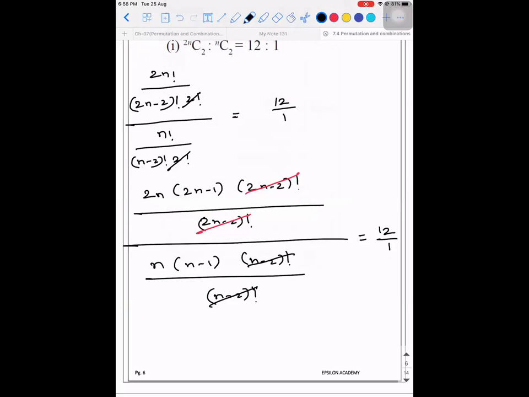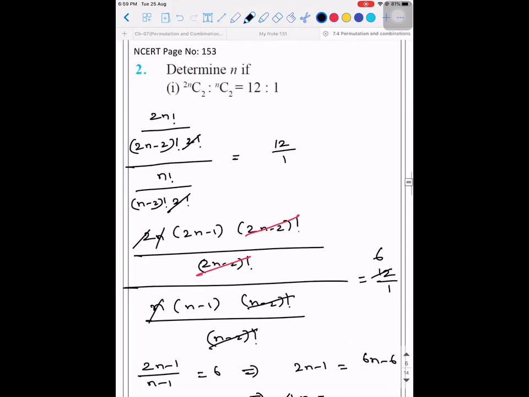Now, what else can we do? Now you can cancel n and n. So this 2 will cancel this 6 times. So what is left out, guys? 2n minus 1 divided by n minus 1 is equal to 6, which implies 2n minus 1 is equal to 6n minus 6, which implies 4n is equal to... did I miss something? 1 minute. 2n factorial divided by 2n minus 2 factorial.